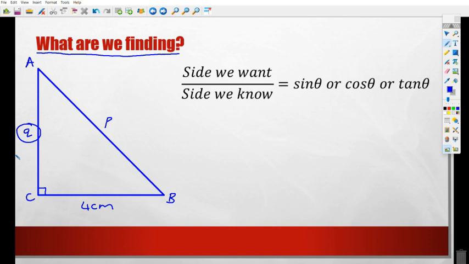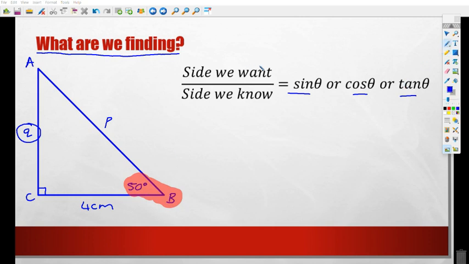We always follow the same thing. If we're looking for a side, then we're always going to have the side we want over the side we know, and that's either going to be sine, cos, or tan, depending on the ratio that we have here. Sorry guys, I'm not filling in the right stuff here. It's supposed to be 50 degrees. So if I'm looking at this angle over here, the size of this angle is 50 degrees. Cool. We know that.